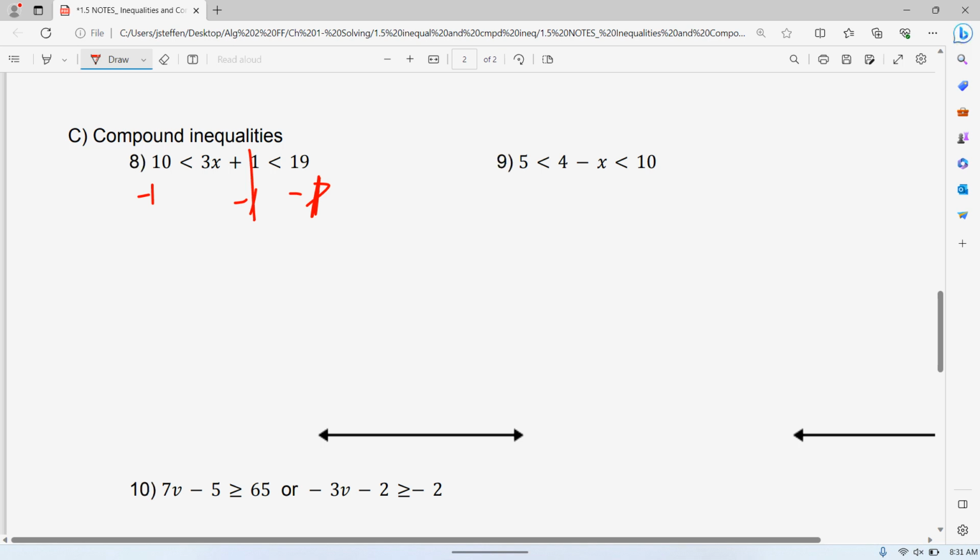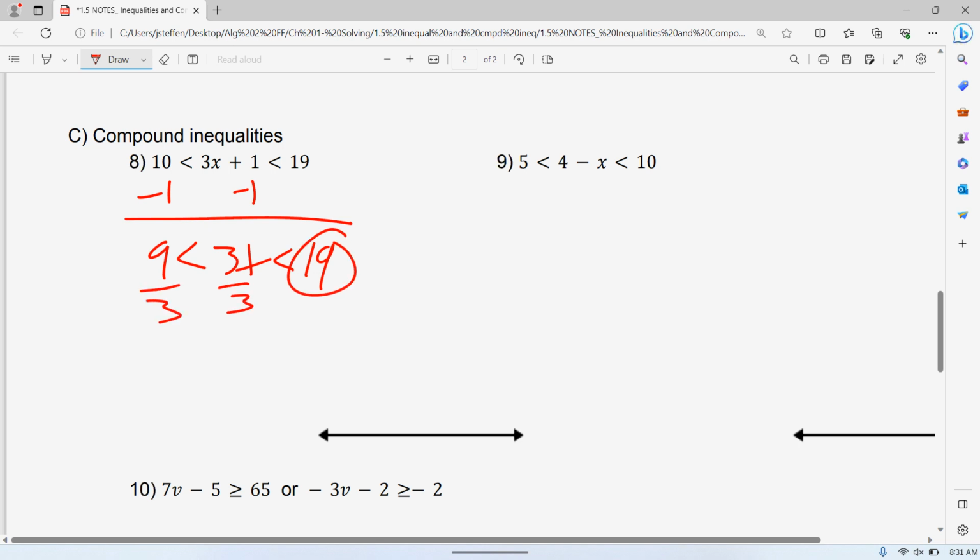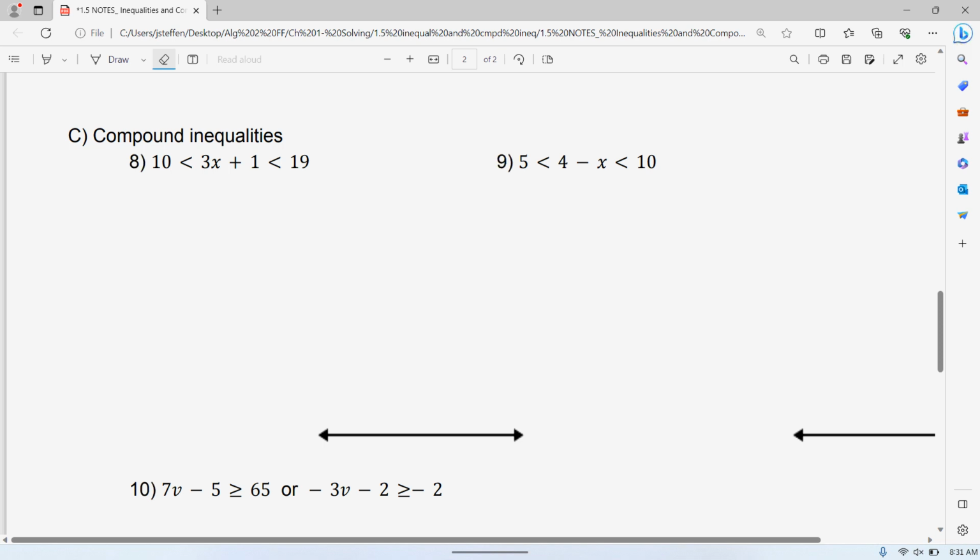However, the reason I don't teach that way is because I'm always going to get students that subtract 1 and then only do it to the left-hand side. So it says 9 is less than 3x is less than 19, and then when they divide by 3, they only do it to the left-hand side. So this 19 didn't change at all, and that's wrong. If you want to leave it as one compound inequality, that's fine. You just have to make sure that instead of doing things to both sides of the equal sign, now there are essentially 2 inequalities, so if you subtract 1, you have to do it to all 3 parts, the left, the middle, and the right. And when you divide by 3, you have to do it to the left, the middle, and the right.